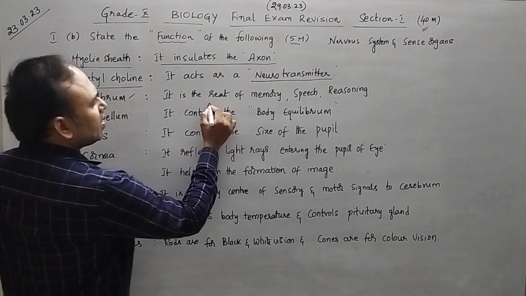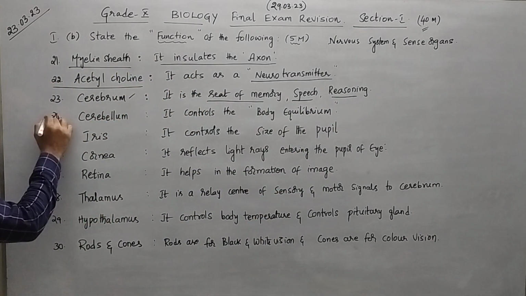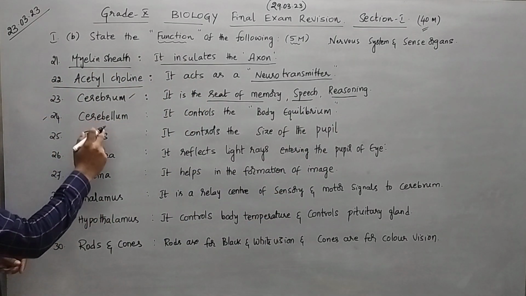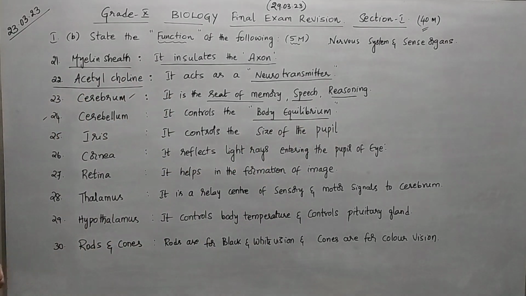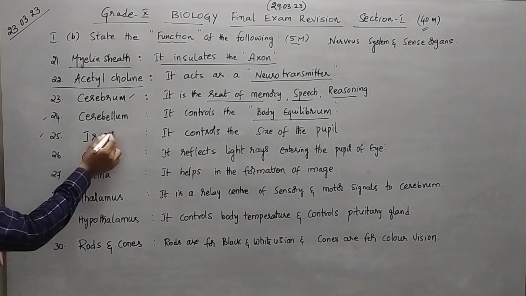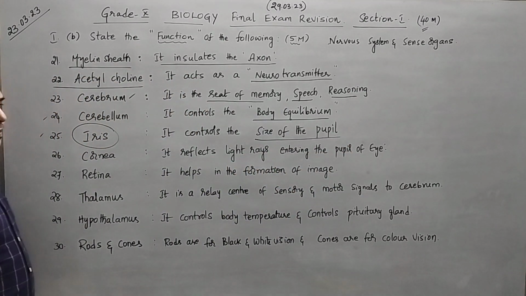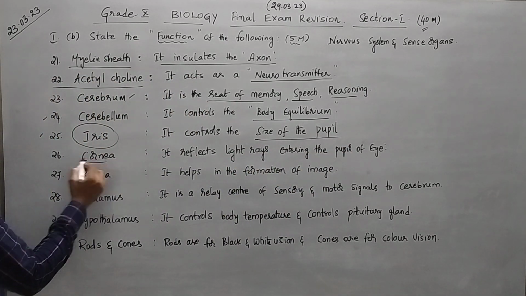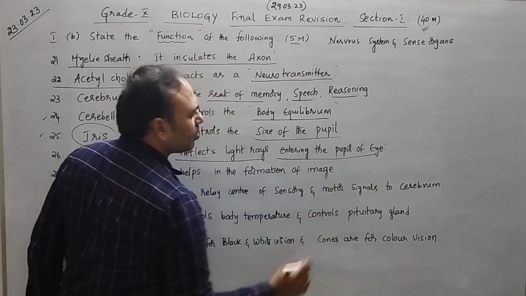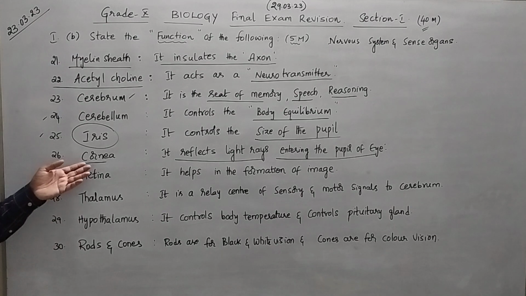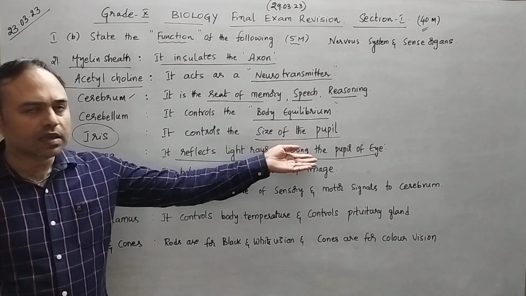Cerebrum. The seat of memory, speech and reasoning. 24. Cerebellum. It controls the body equilibrium. So these are the keywords. Next in eye. Iris. It controls the size of the pupil. Cornea. It refracts light rays which are entering the pupil of the eye. So what is the function of cornea?